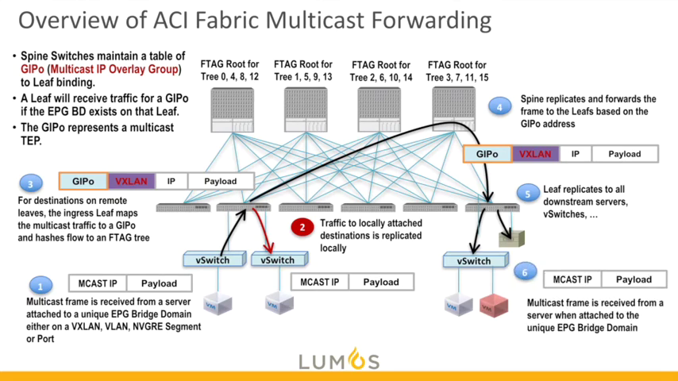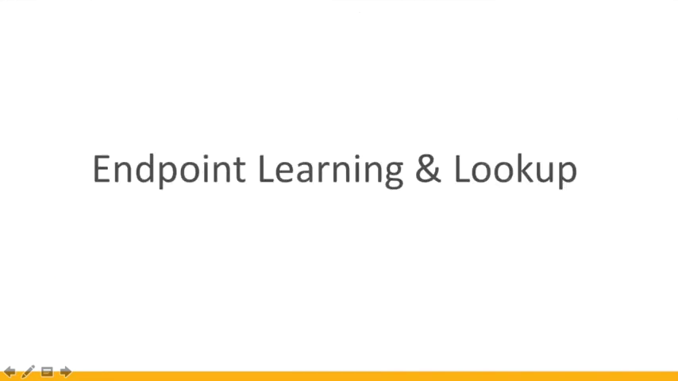So the multicast frame is received from a server attached to the unique EPG bridge domain. So we replicate locally, or replicate on the egress leaf. Now let's talk about endpoint learning and lookup.